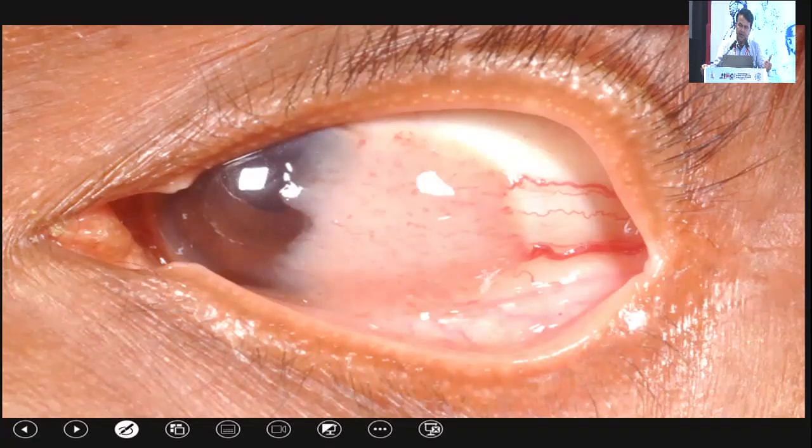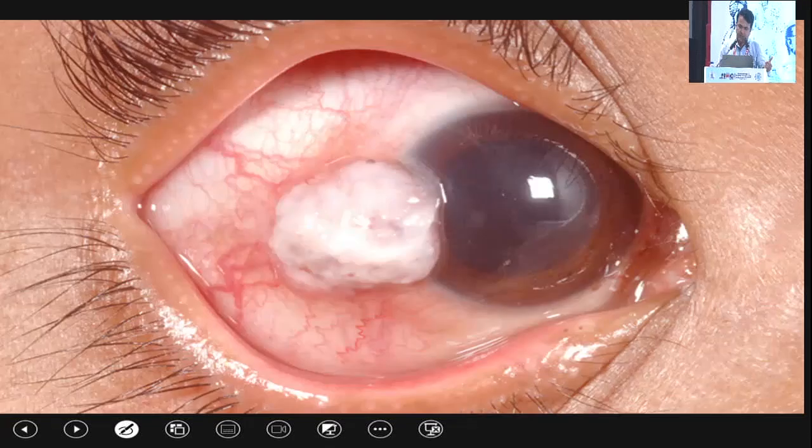They look like conjunctival papilloma, but at the same time, you can't miss this corneal epithelial invasion, which does not happen with papilloma. Papilloma can overlap the cornea or hang on to the cornea, but it does not infiltrate the corneal epithelium. Any lesion that has a corneal epithelial infiltration, you should consider as ocular surface squamous neoplasia.